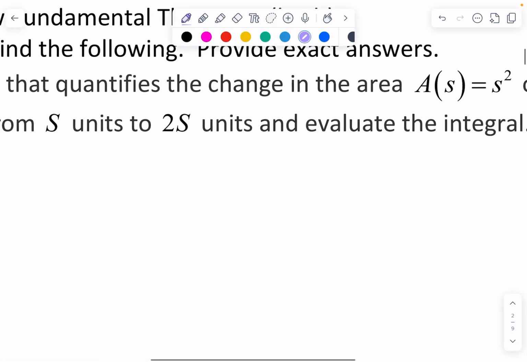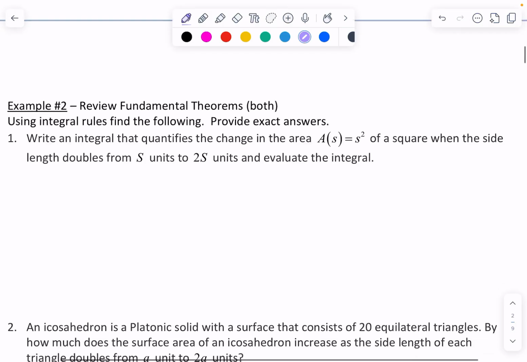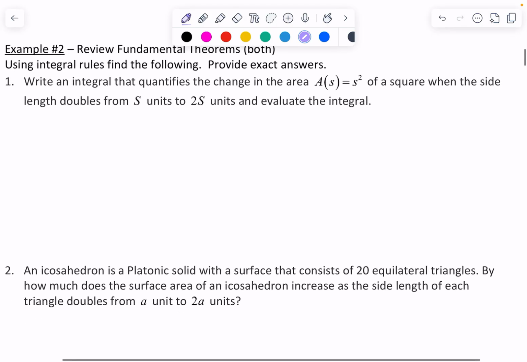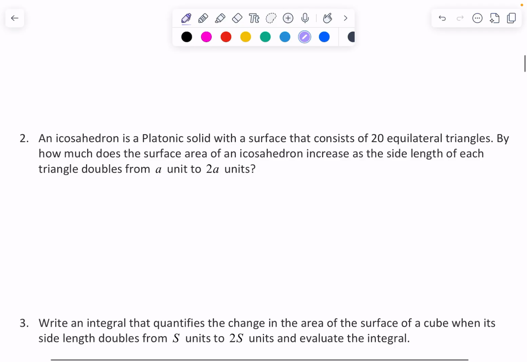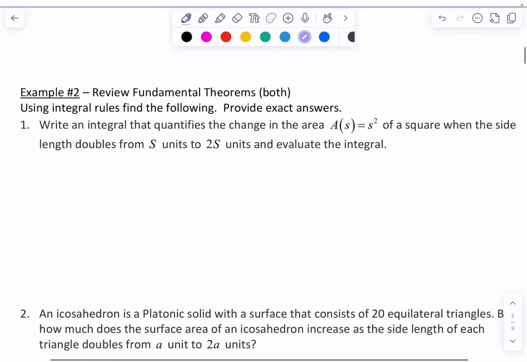All right, moving on. We have 3 examples. I'm going to do a couple. I'm going to just do number 2, an icosahedron. Well, I'll start with number 1.